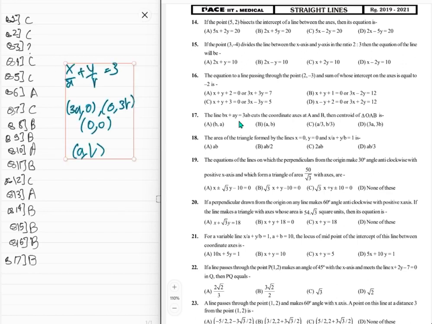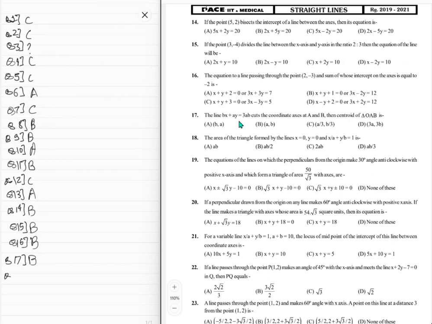Okay, next. Question number 18. The area of the triangle formed by this line, x equal to 0, y equal to 0, these axes, and x upon a plus y upon b equal to 1. Come on, seriously, half of a into b is just ab upon 2. Why did I even draw this? Right, so ab upon 2, that is option B.